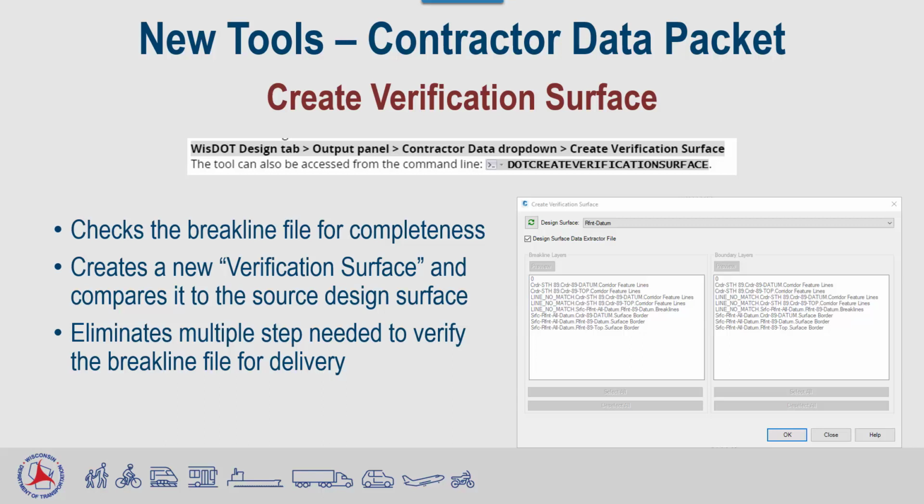It does this by taking all the break lines, putting them in another drawing and creating a surface. Then it data references your refinement surface and compares the two. It compares them by using a volume surface, and you'll be able to see any areas where there may be inconsistencies. If you haven't been verifying your break line files to date, we highly recommend that you start doing so. These break lines are one of the most important components of our contractor data packet.